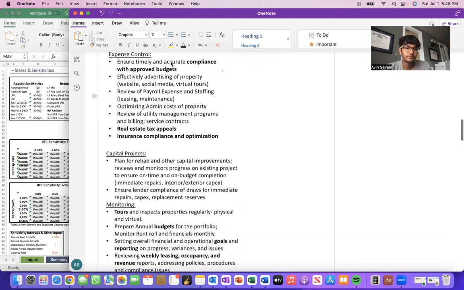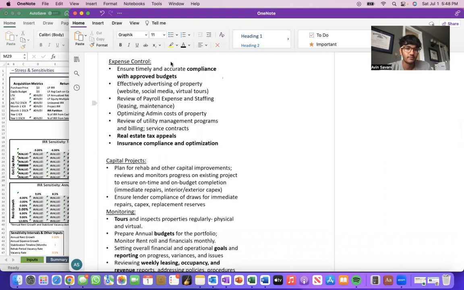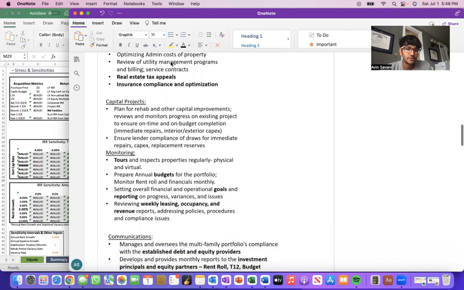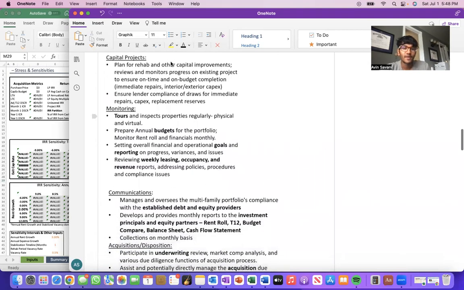But yeah, and then expense controls. So as we get down to this, I kind of mentioned most of this, but you have your property advertising marketing budget, you have payroll and staffing budget, you have your admin costs, utility programs, service contracts, tax appeals, insurance. So we already mentioned all that, but capital projects.